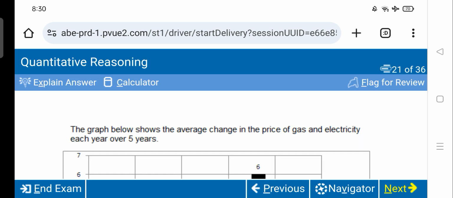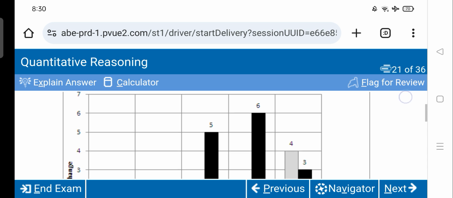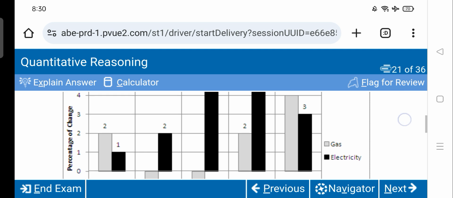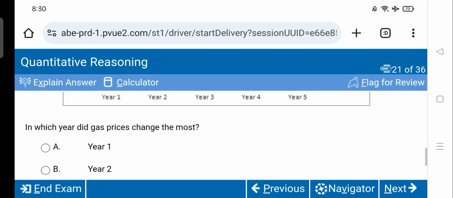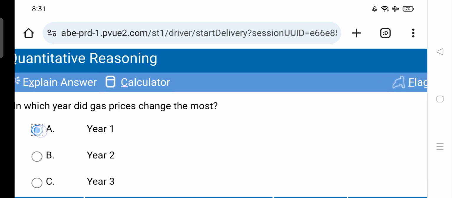Next question, we have question number 21, which says the graph below shows the average change in the price of gas and electricity each year over 5 years. So here we have a graph, as you can see here, percentage of change, then we have gas and electricity, year 1 to 5. So the question is, in which year did gas change the most?